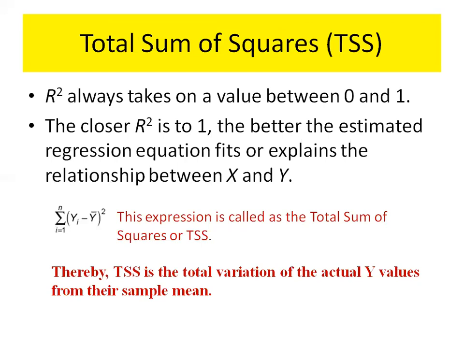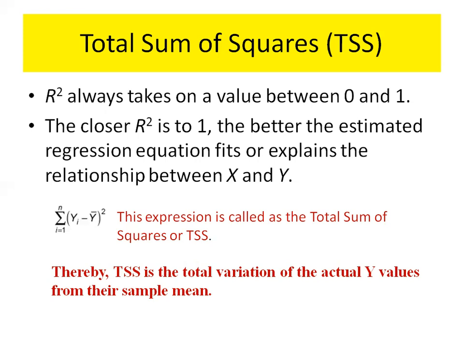Now you see what is RSS? The R squared always takes a value between 0 and 1. So the closer R squared is to 1, we can say the model is better, or the model is able to explain the relationship between x and y in a better way. This expression, summation of yi minus y bar whole square, the actual value of y minus y bar whole square, is called TSS. So TSS is nothing but the total variation of actual y values from the sample mean.